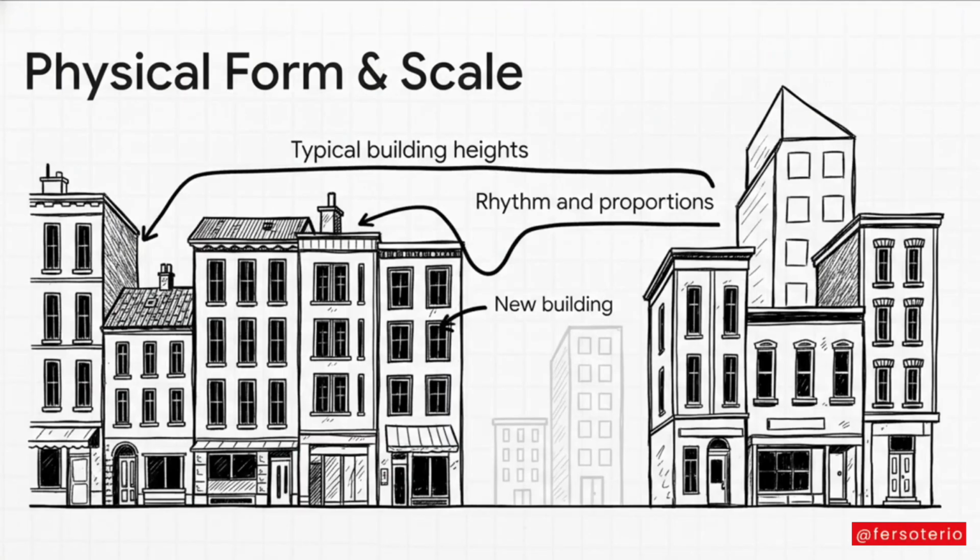First up, the most obvious clues, the physical form of the place. We're talking about the typical building heights, the spacing between them, the rhythm of the windows and doors. Is there a clear pattern? Your design has to consciously decide, are we going to blend in with that rhythm, or are we going to establish a totally new one?